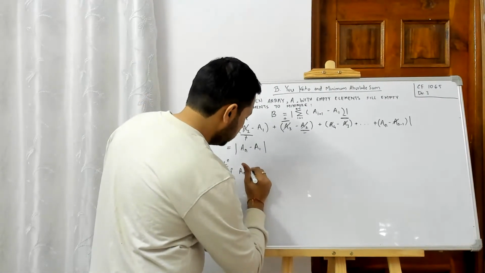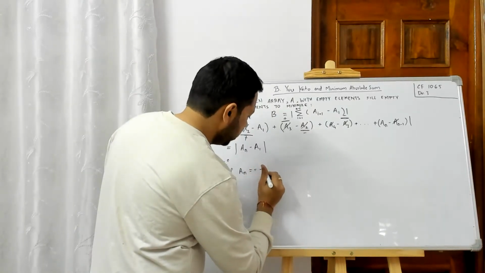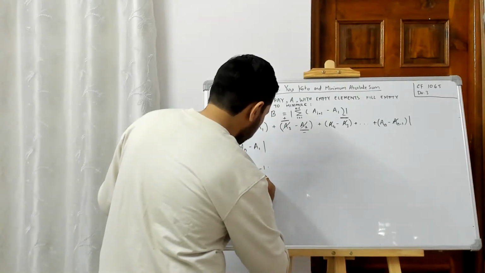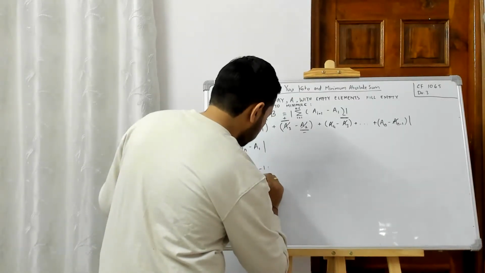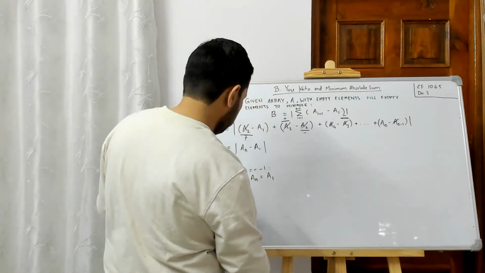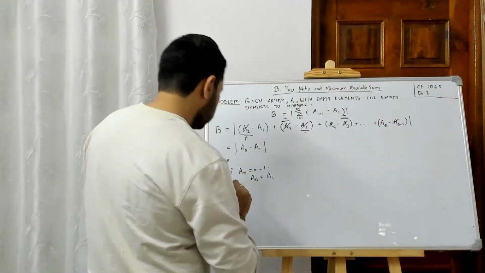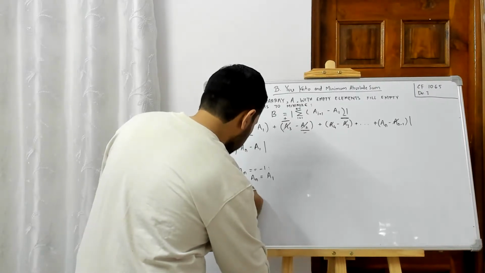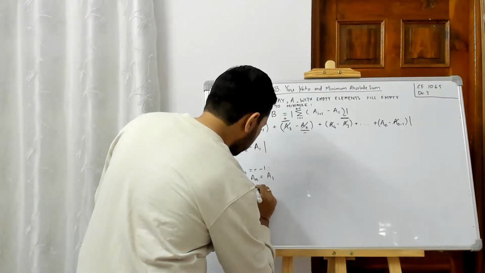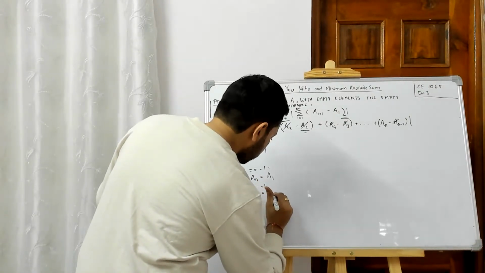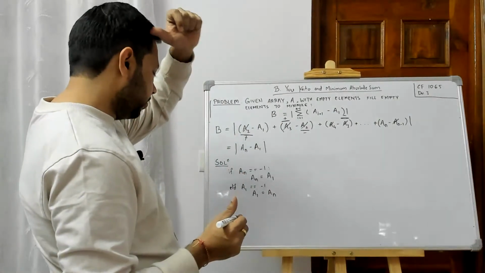If an is equal to -1, you do an is equal to a1. And if a1 is equal to -1, you do a1 is equal to an. You make them equal, so the difference is 0.